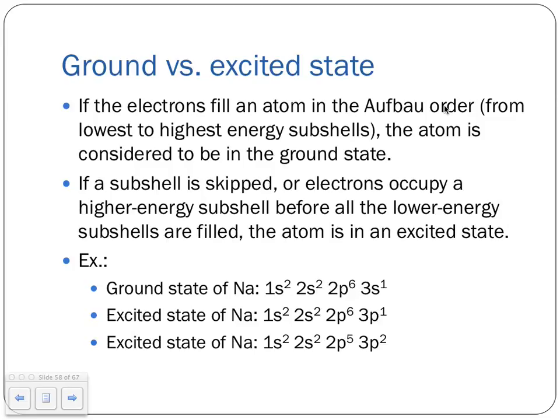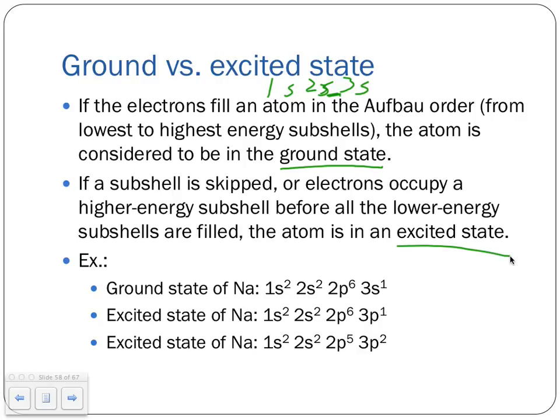Last thing that we have here, if the electrons do fill an atom in the Aufbau order from lowest to highest energy subshells, that atom is considered to be in the ground state, which is a term we've used before talking about energy levels. If a subshell is skipped, even if there are no energy levels skipped, so something like if it went from 1s to 2s, 2s to 3s, where it skipped the 2p right here, then it's considered not to be in a ground state, but instead it's in an excited state.